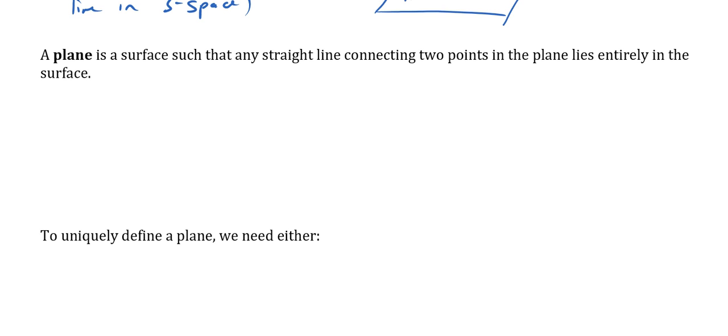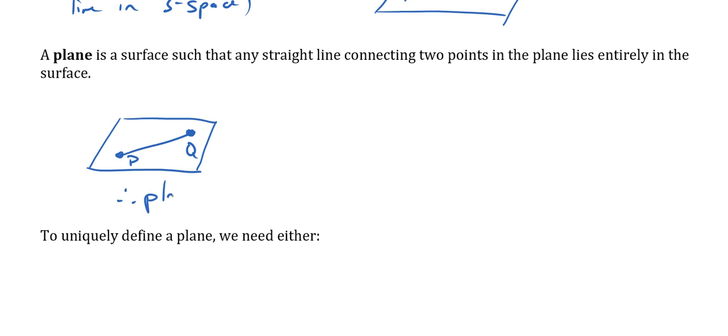So a plane is like a line. A plane is a surface such that any straight line connecting 2 points in the plane lies entirely in the plane. And that's for all points and all lines kind of thing. So again, if I have a plane here, this is a plane. It's P, Q. And the line connecting PQ lies entirely in the plane.